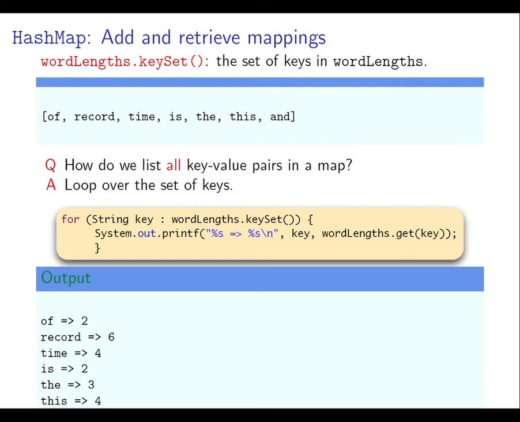If we iterate over all the keys in the hash map and then print out, using that format string there, the key and then the arrow and then the value associated with that key, we indeed get a list of all the distinct words that appear in that string we started with, each with their lengths. The order in which they appear is probably best thought of as arbitrary in this case.